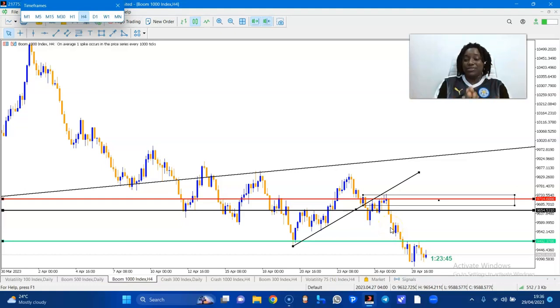When I send out signals, I try as much as possible to make sure that my risk to reward is not less than 1 to 2. Sometimes it's more, could be 1 to 3, 1 to 4, but it is never less than 1 to 2. So it means if I am risking $10 on a trade, my profit is $20 and above, right? So that at the end of the day, when we sum up all of the trades we've taken, we end up in profit based on the right risk management system that I'm using, right? So that's that about this analysis on Boom 1000.